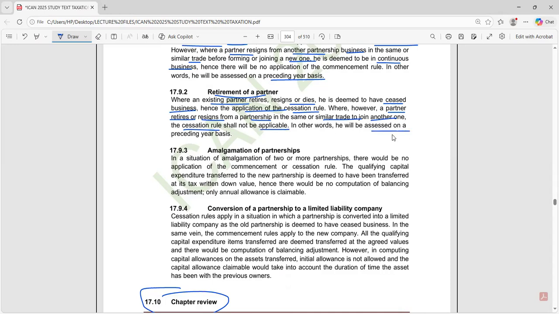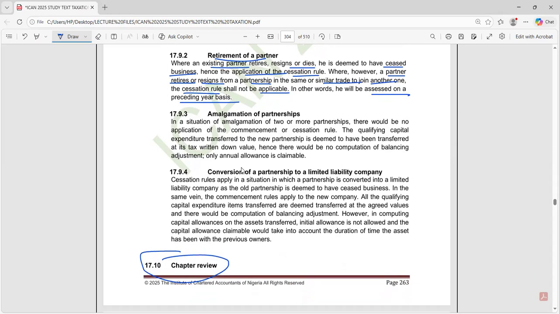In other words, it will be assessed on what? On a preceding year basis. You understand that, Abi? It leaves this one to go and join another partnership, but it's the same trade. So the same thing, preceding year basis.